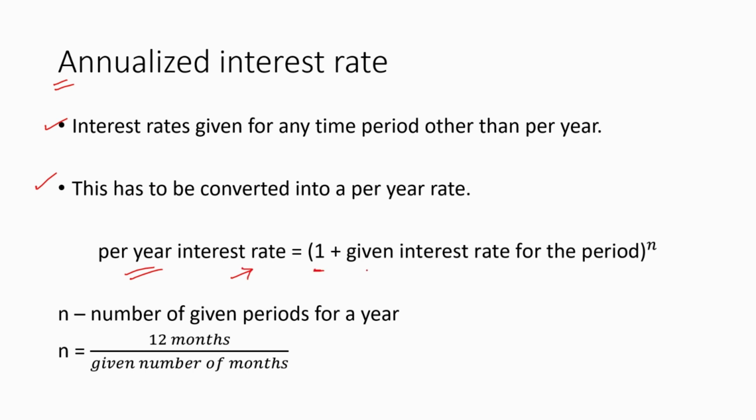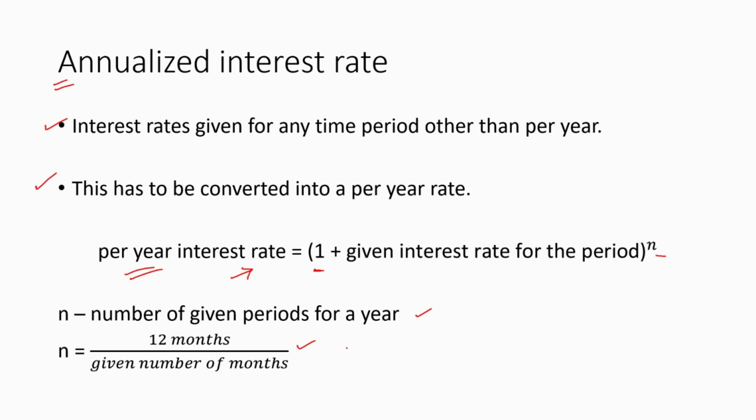1 plus given interest rate for the period, to the power simple n. This simple n is the number of given periods for a year. This can be calculated by using this formula: 12 months divided by the given number of months.